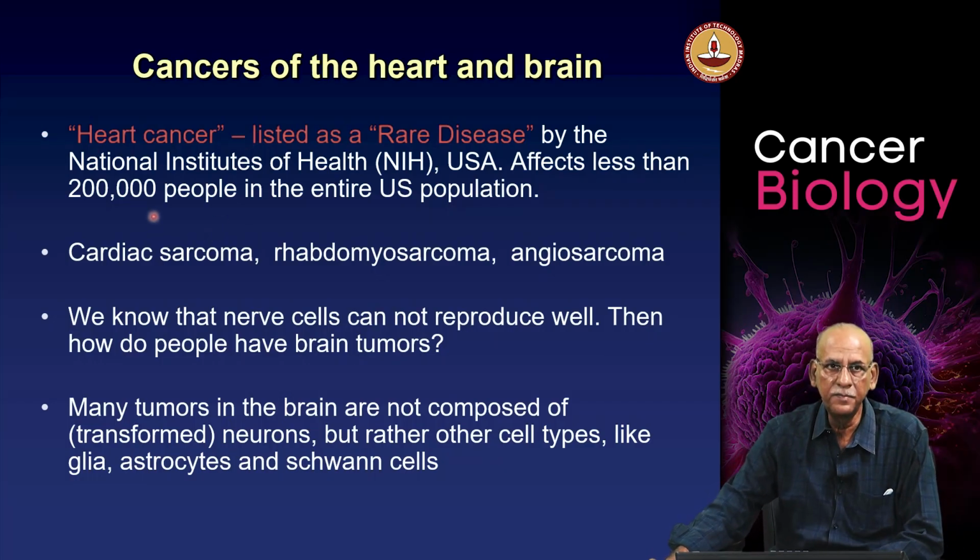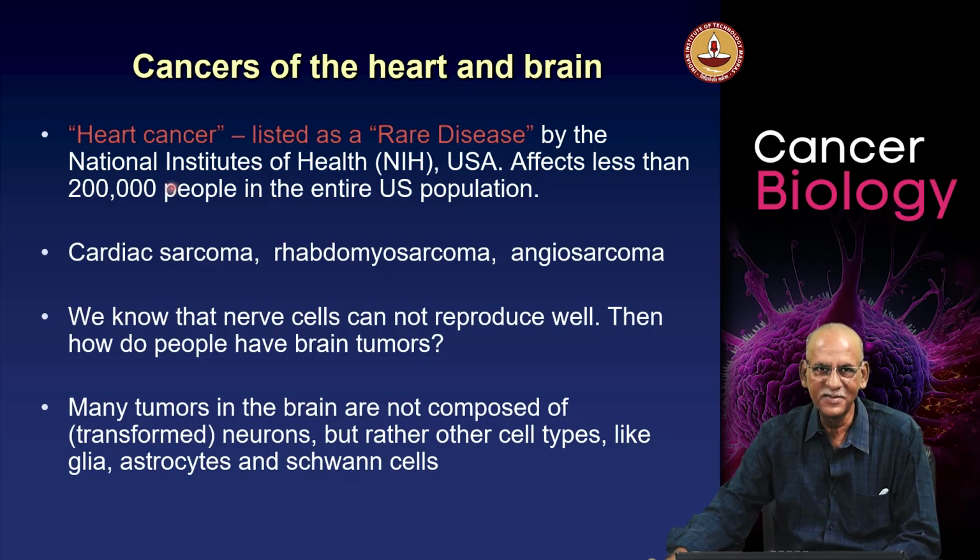Here you see heart cancer listed as a rare disease in the US by the National Institute of Health, because it affects less than 200,000 people. We can say 2 lakh, but in the US they will say 200,000 in the entire US population. So, cardiac sarcoma, rhabdomyosarcoma, angiosarcoma are some of the examples. Cardiac tissue can be affected.